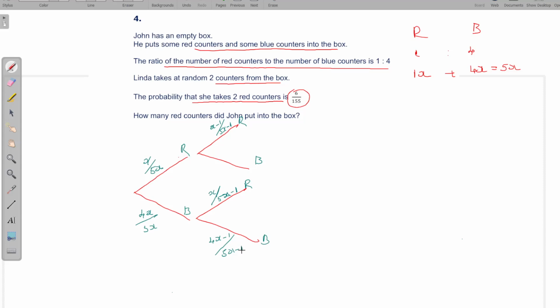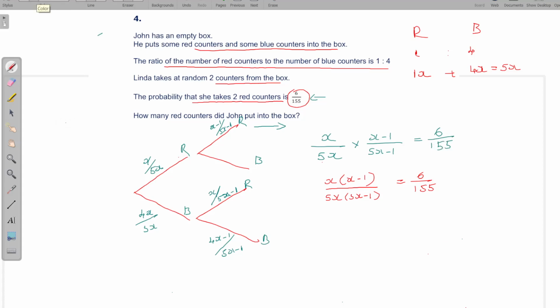So the question is, how many red counters did John put into the box? So we need to find the x anyway. So let's look at this now. The probability that she takes 2 red counters is given. That's the 2 red counters. So that will be x over 5x times x minus 1 over 5x minus 1, which is already given to you as 6 over 155. So let's solve that. So x times x minus 1 over 5x times 5x minus 1 is equal to 6 over 155. Sorry, 155. Write that again: 6 over 155.